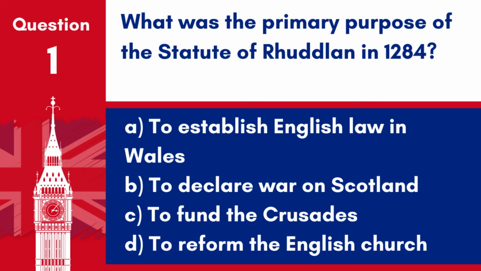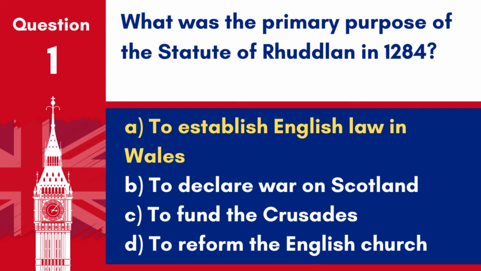Question 1. What was the primary purpose of the Statute of Rhuddlan in 1284? A. To establish English law in Wales. B. To declare war on Scotland. C. To fund the Crusades. D. To reform the English Church.